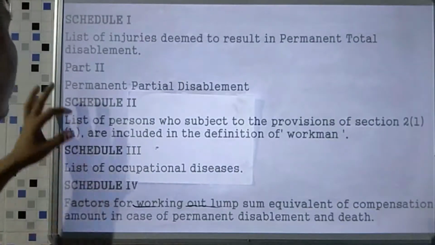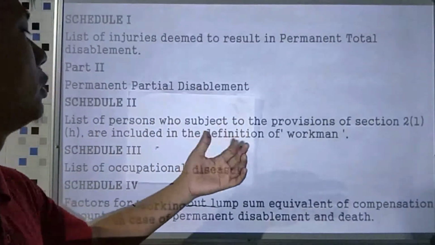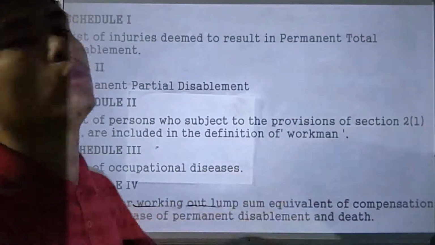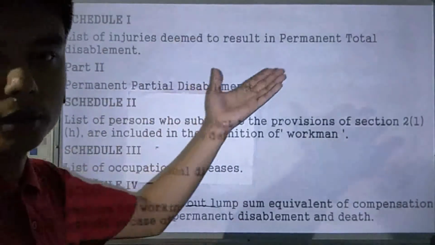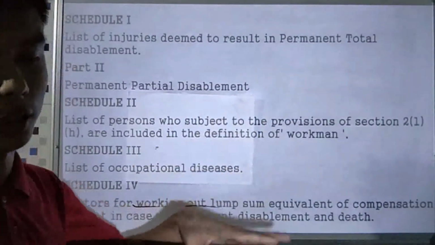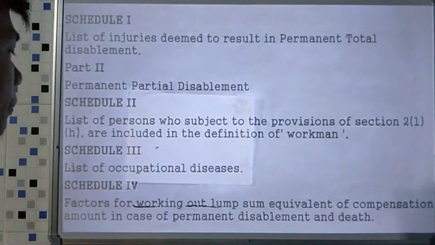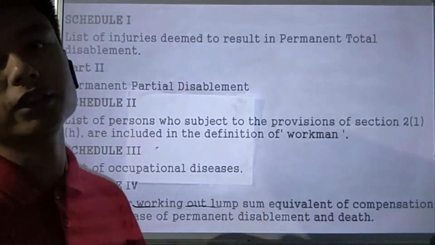Now Schedule 2 talks about the list of persons who shall be included in the definition of workman. So try to go through them one by one. I haven't inserted them here, but for your knowledge, you should at least visit them on the internet and try to see what Schedule 1 and 2 are.